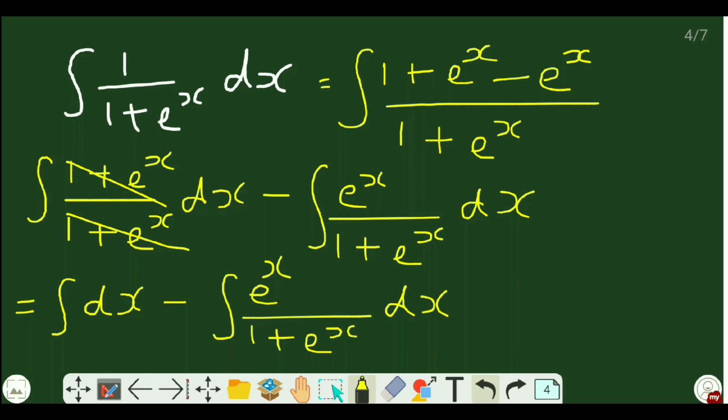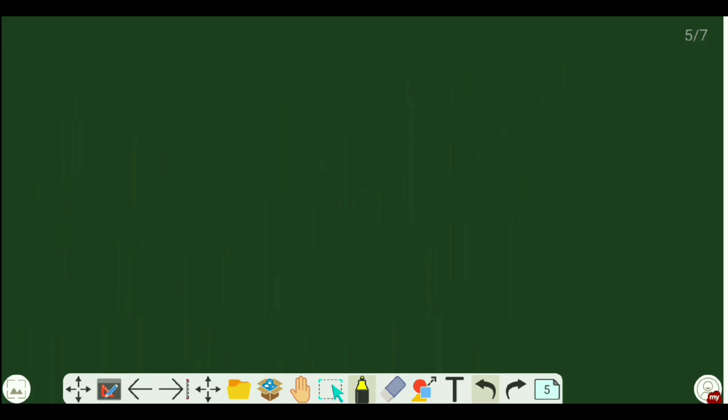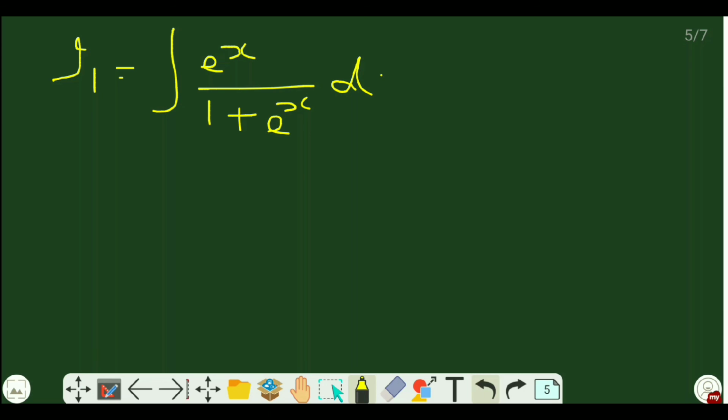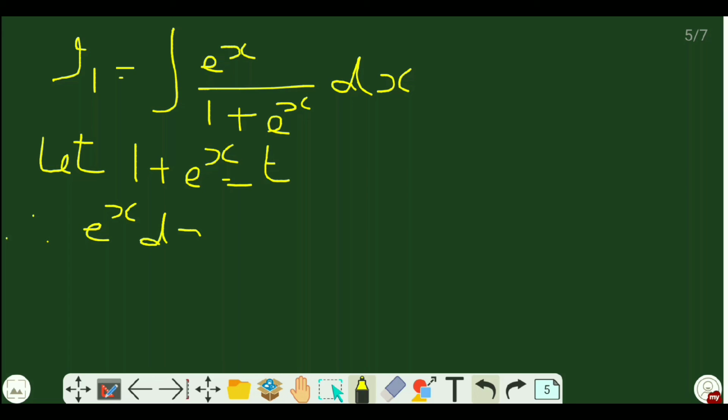Now what we are going to do is put this term as I1. Let this term be written as the integral I1, and we try to solve it separately. So I1 is equal to the integral of e raised to x upon 1 plus e raised to x dx. We solve it by substitution. Let 1 plus e raised to x be t, and therefore e raised to x dx becomes dt.